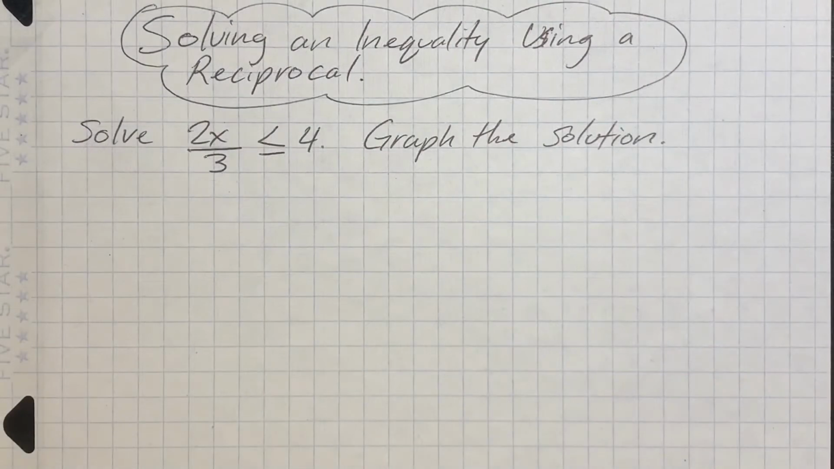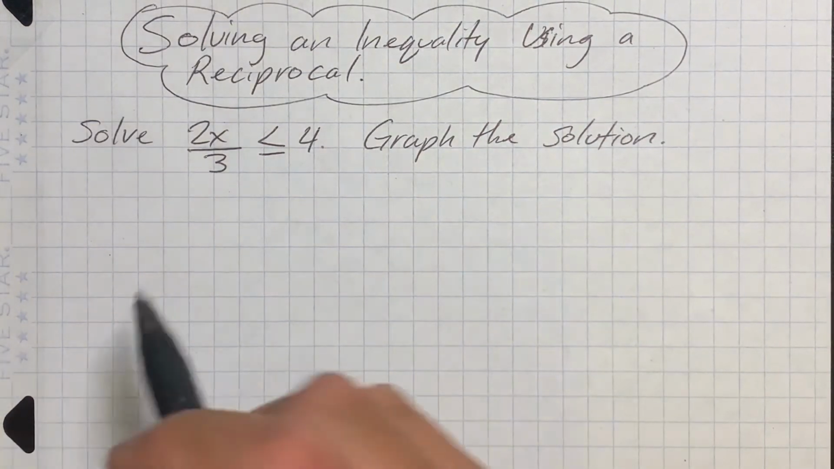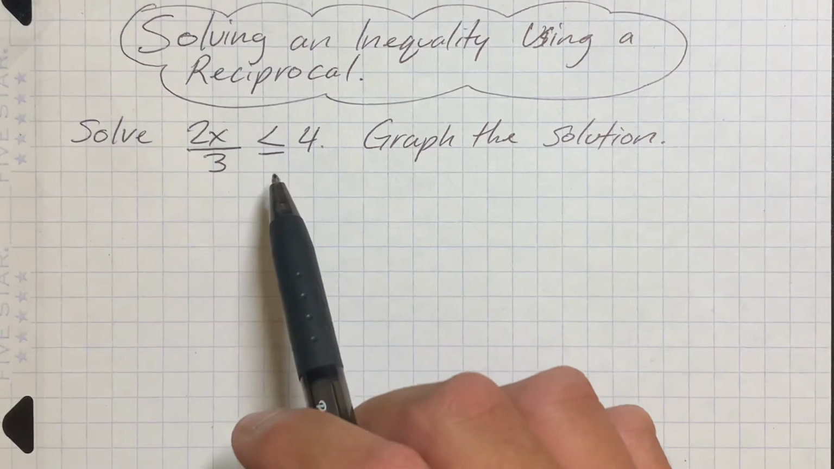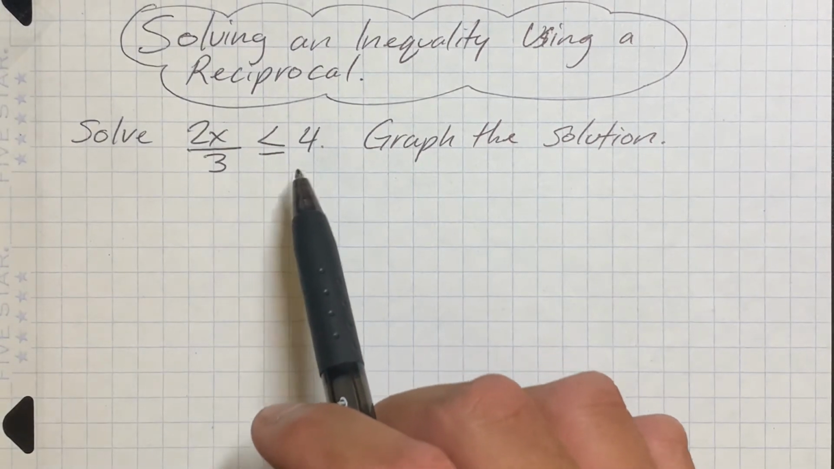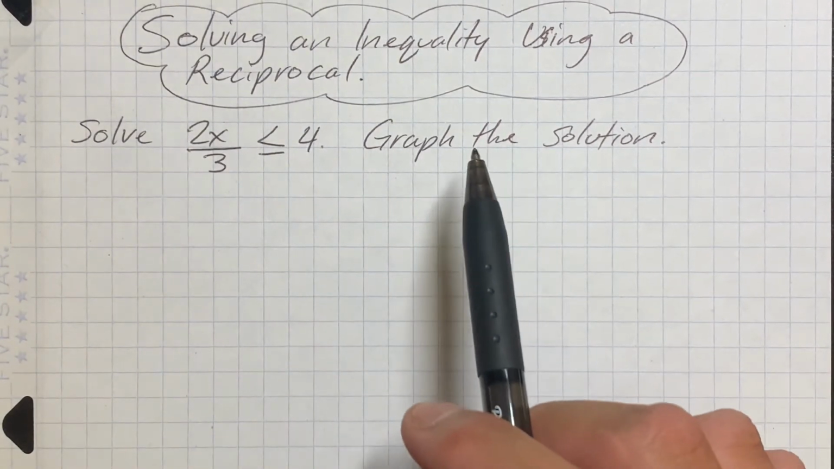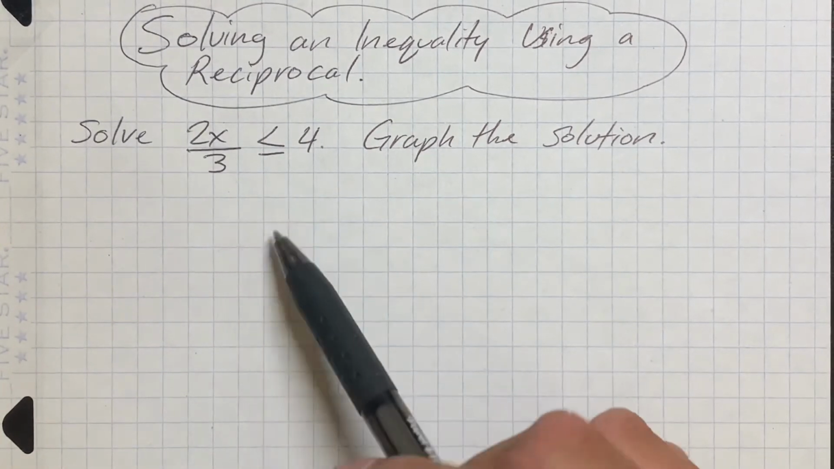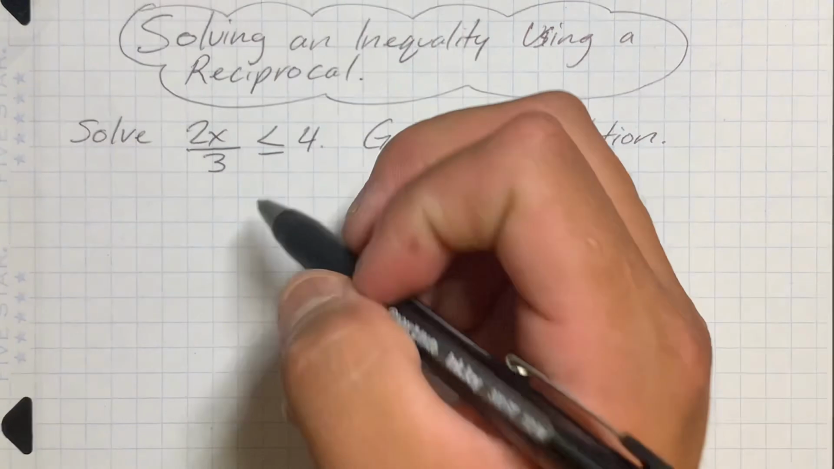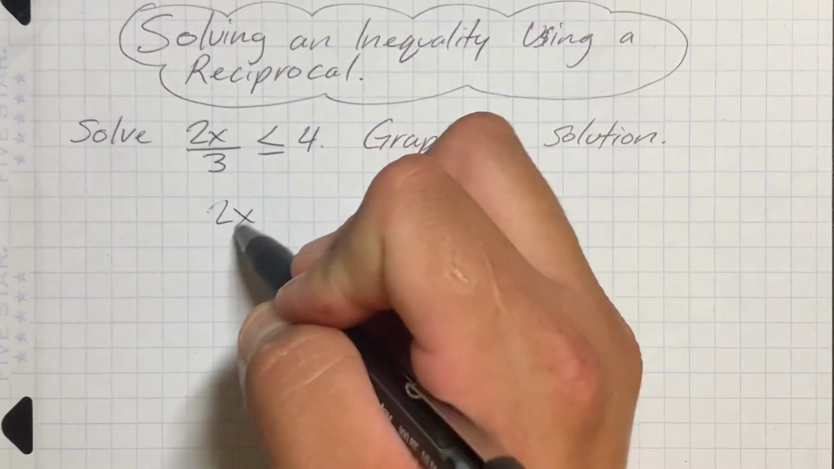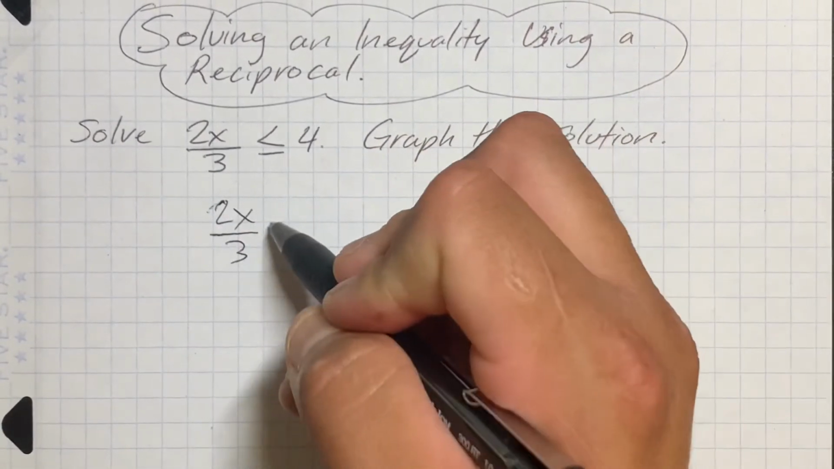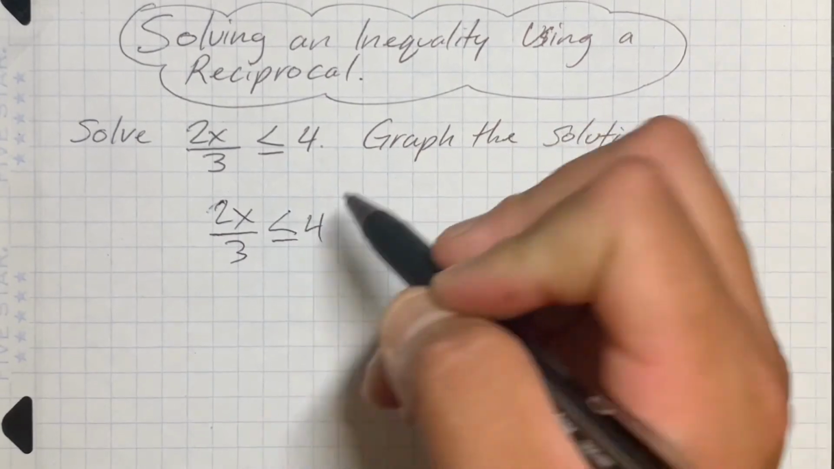All right, with this next example, we're going to solve an inequality using a reciprocal. So we're going to use a reciprocal here, okay? Now we're going to solve 2x divided by 3 is less than or equal to 4. And then we're going to graph that solution. So first thing we want to do is write the inequality, which we already did. Let's just do it again. 2x over 3 is less than or equal to 4. So we wrote the inequality.